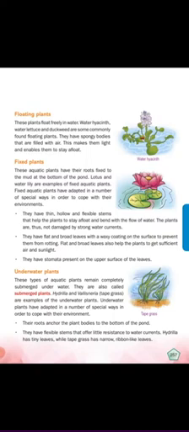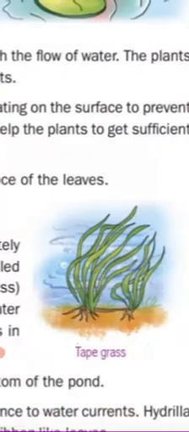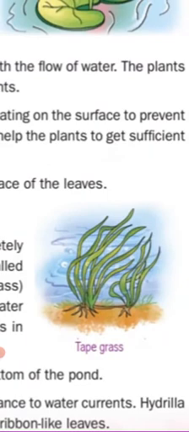So what are the examples? Hydrilla and Vallisneria, that is tape grass, are some examples of underwater plants. So how is the root here? It is looking like an anchor. The plant body is at the bottom of the pond. See how the root is. Yes, their roots anchor the plant bodies to the bottom of the pond.